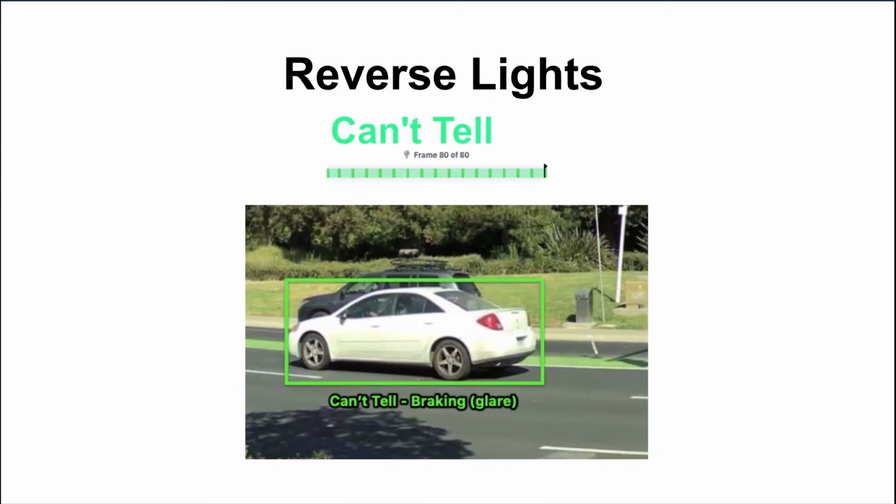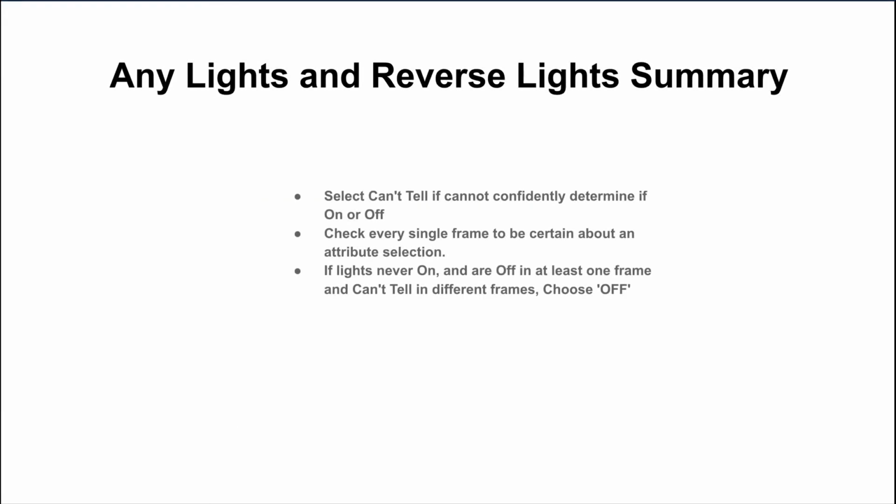Another instance where we would put can't tell is if there is a glare that doesn't allow us to fully see what the status is on the tail lights or the back lights. But in summary, select can't tell if you can't confidently determine whether a vehicle's lights or reverse lights are on or off. Check every single frame to be certain about an attribute selection. And if lights never turn on and are off in at least one frame and can't tell in different frames, just choose off.